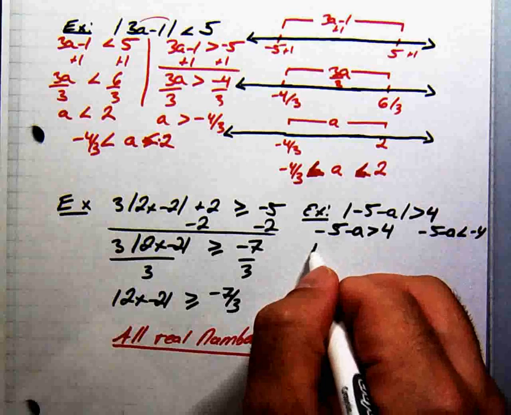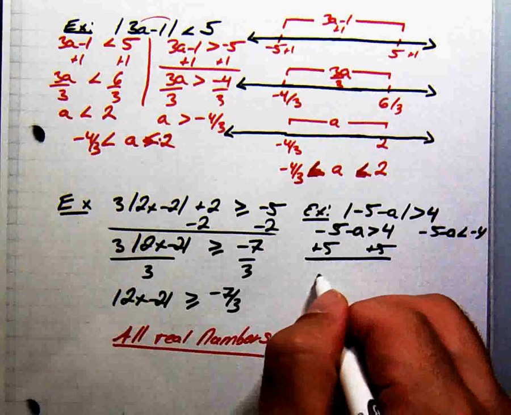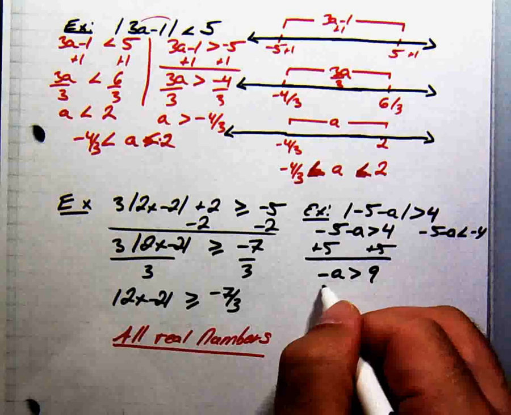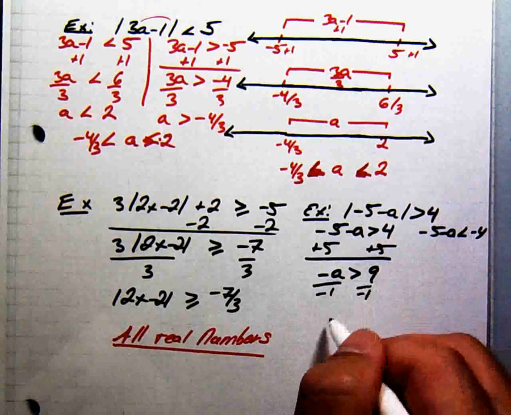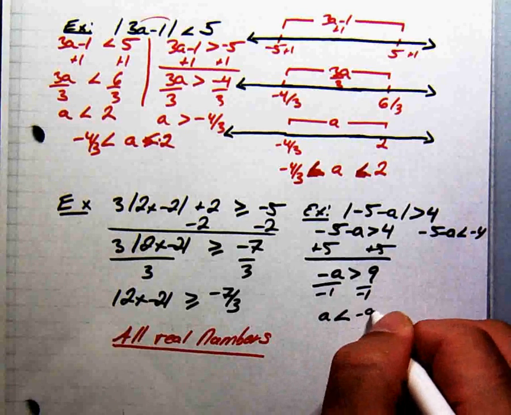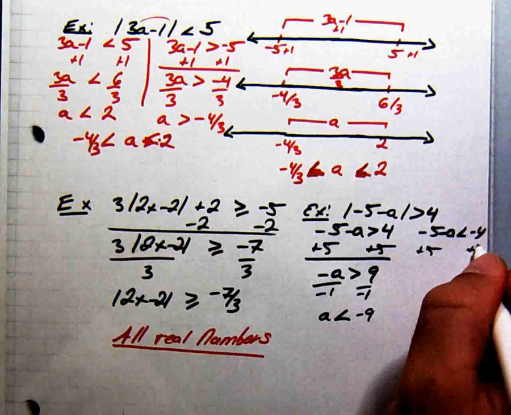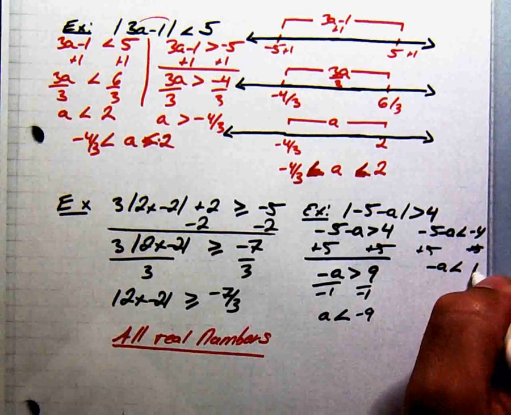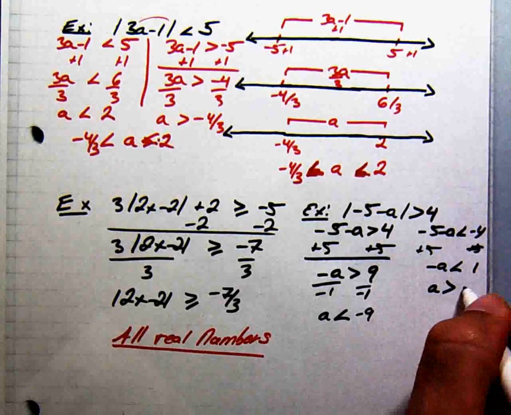So we're going to add 5 to both sides, and we're going to have negative a is greater than 9. And then divide by negative 1. And if you recall, whenever you divide by negative 1, you switch the direction of the inequality symbol. Here we're going to add 5, and we're going to have negative a is less than negative 4 plus 5, which is 1. And dividing by the negative, we're going to have a is greater than negative 1.